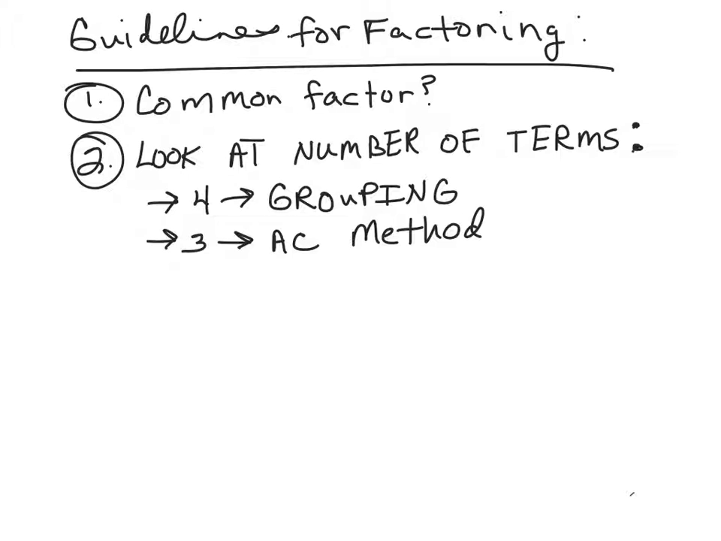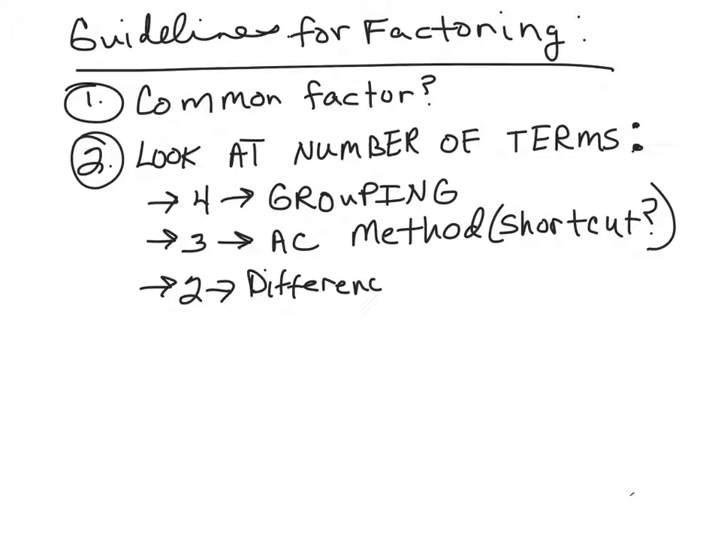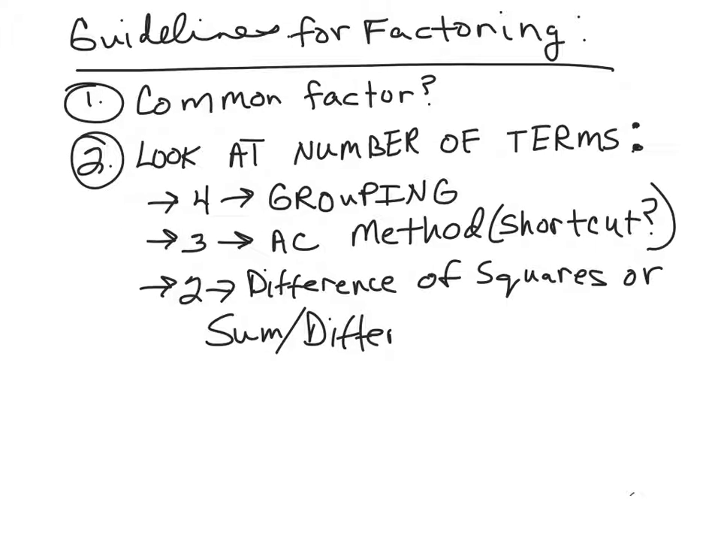Now, if there's a 1 on the squared term, then we can use the shortcut. So sometimes, if it's the AC method, we'll ask a second question, can we use the shortcut or not? If there are 2 terms, which is what we did last time, the first thing we'll check to see is if we have the difference of squares. And if it's not that, then we'll check to see if it's the sum or the difference of cubes.